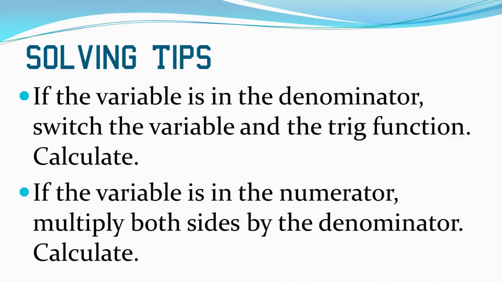If the variable is in the numerator, multiply both sides by your denominator. This will cancel it on whatever side your variable's on, leaving you with just your variable, just your unknown by itself, and it will calculate the missing side when you multiply the trig function times that other value, that denominator value.